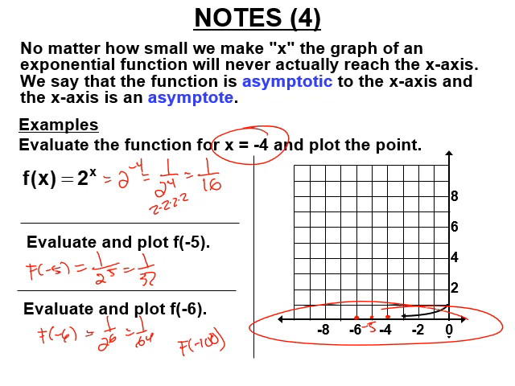And that concept is called asymptotic. Asymptotic is how you write that. And so the line it's getting closer to, in this case the x-axis, is called an asymptote. Now I know that sounds like a funny word, but that's what it's called, an asymptote.